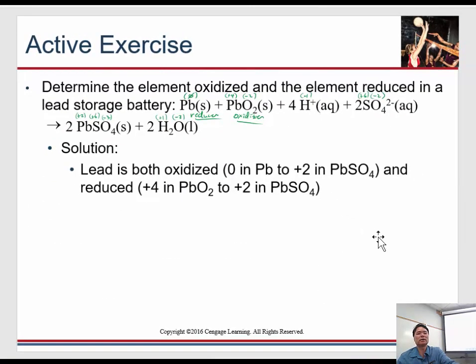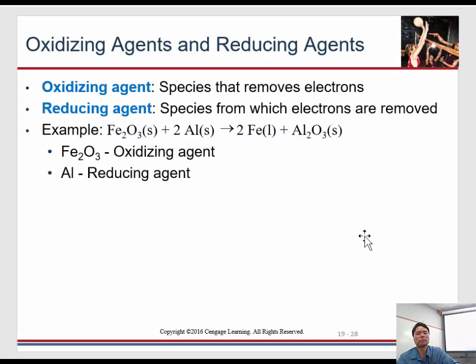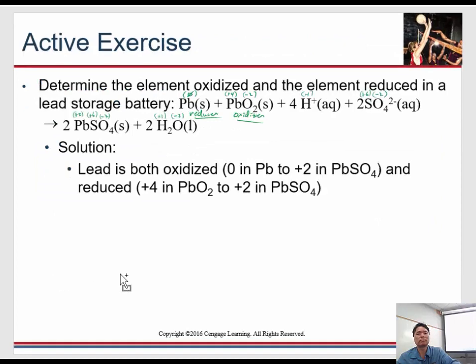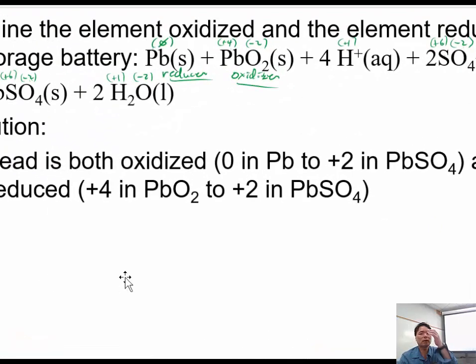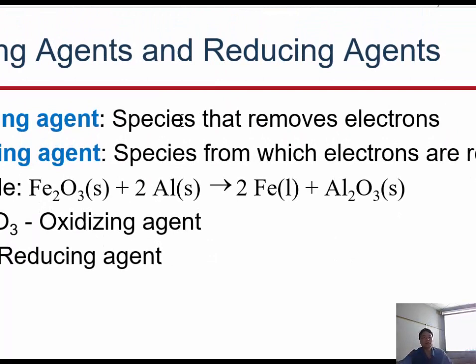And so what they're saying here is lead is both oxidized. Well, one of the leads is oxidized, the lead 0. It goes from 0 to +2. The other lead is reduced because it goes from +4 to +2. Reduced meaning gains electrons. Oxidized means loses electrons. Oxidizing agents and reducing agents here.